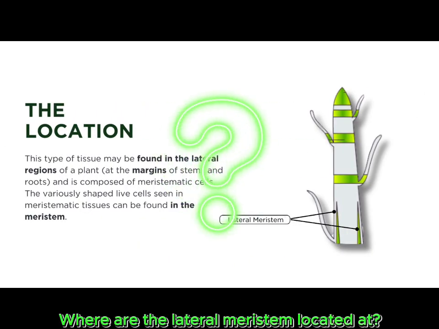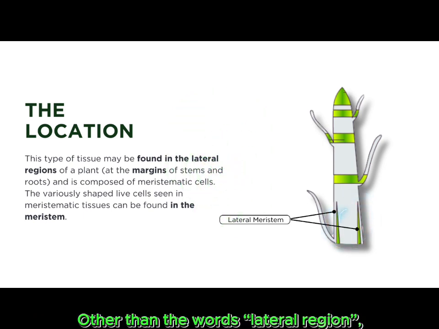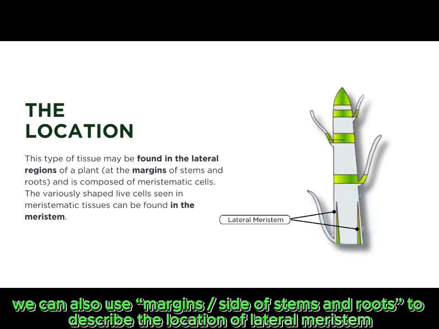Besides, lateral meristems are arranged in layers or cylinders within the plant tissues. Where are the lateral meristems located? The tissue can be found in the lateral regions of a plant. Other than the words lateral region, we can also use margins or side of stems and roots to describe the location of lateral meristem.